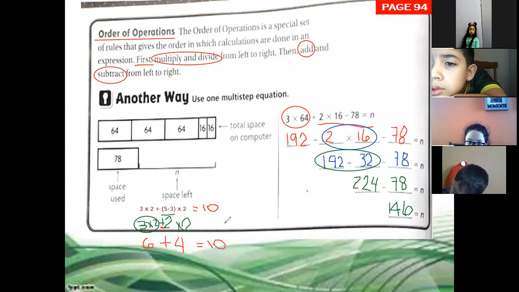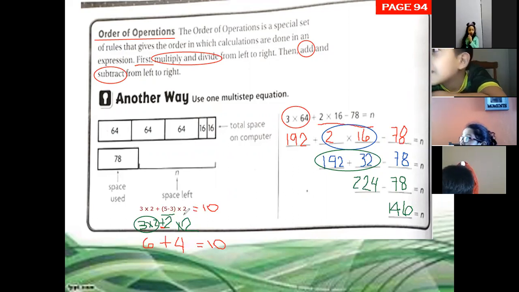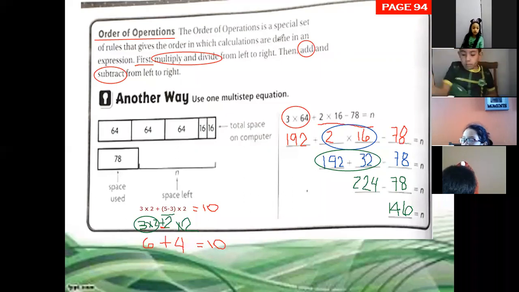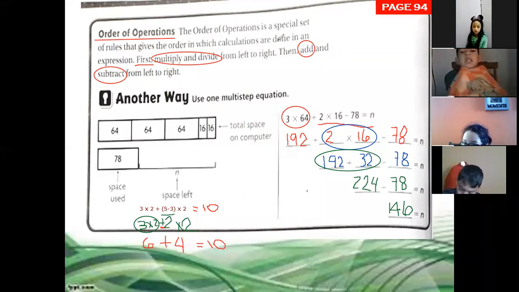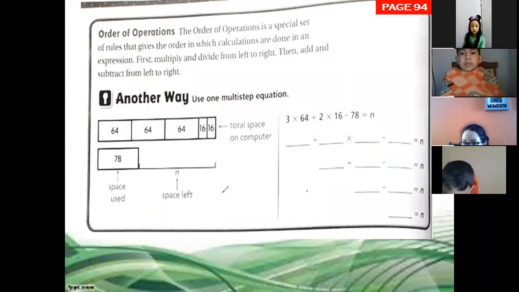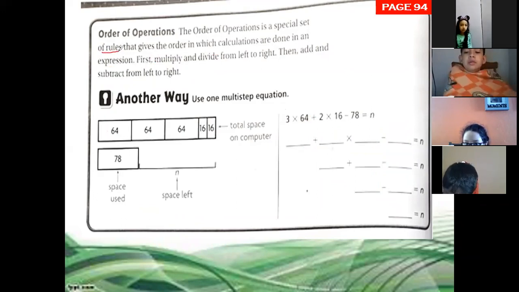¿Sí? Estos también se llaman combined operation, operaciones combinadas. Because it has multiplication, it can have division, addition, and subtraction. But when you have a paréntesis, you have to solve that paréntesis. ¿Para qué? Para eliminar ese paréntesis. Y después vuelvo al order of operation rules. First, multiplications and divisions, and then addition and subtraction.